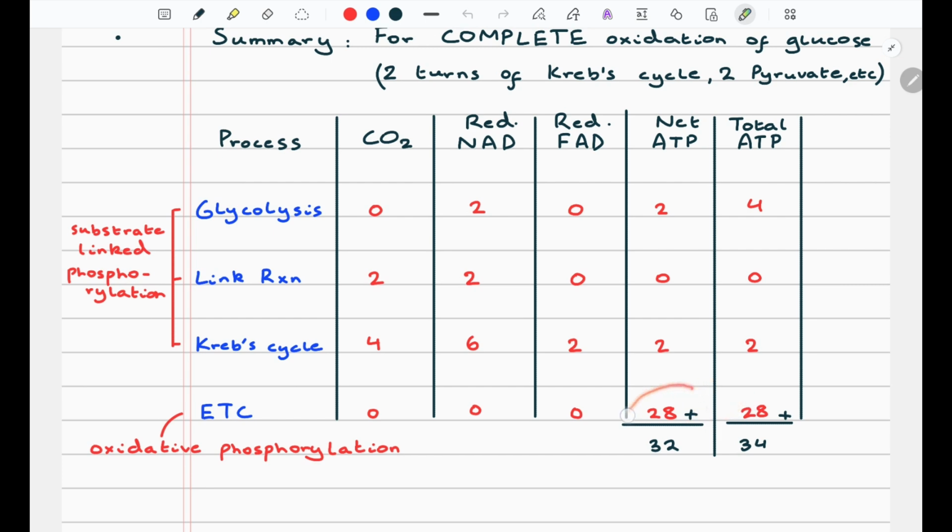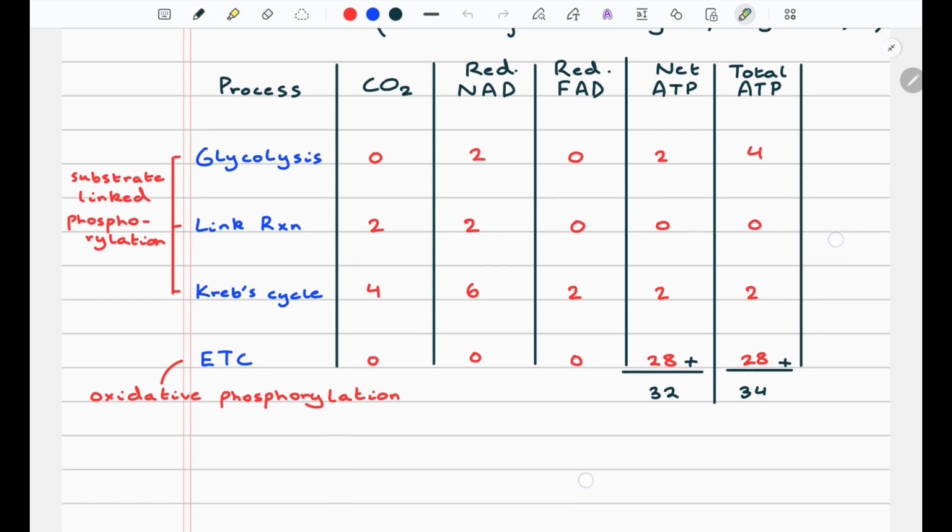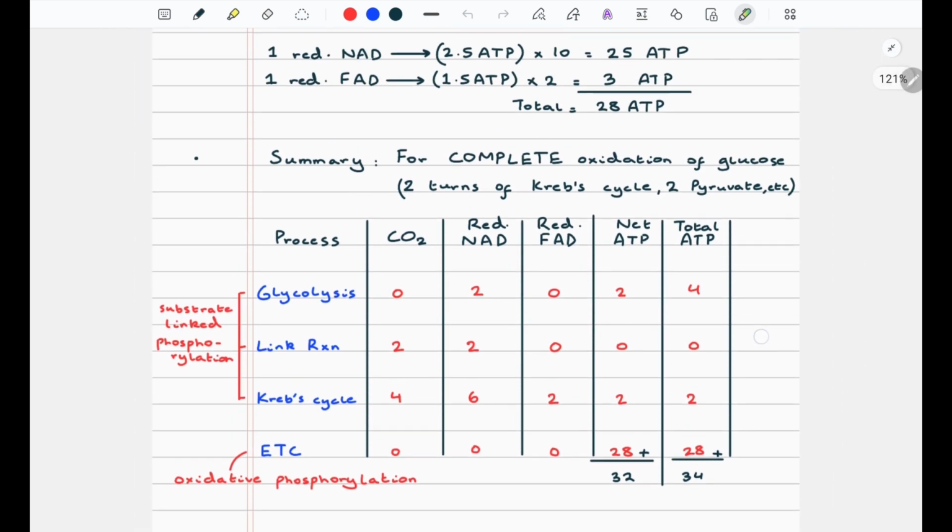We get 28 net ATP and 28 total ATP. And if we add them all up, net ATP is 32 and total ATP is 34. So yeah, this was basically aerobic respiration in a nutshell.